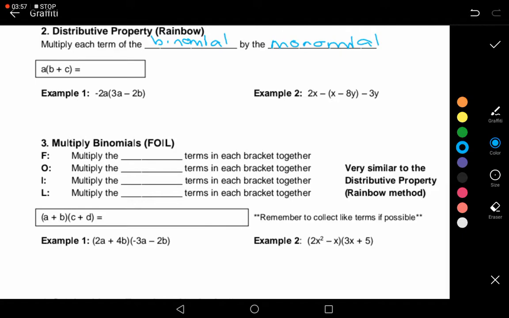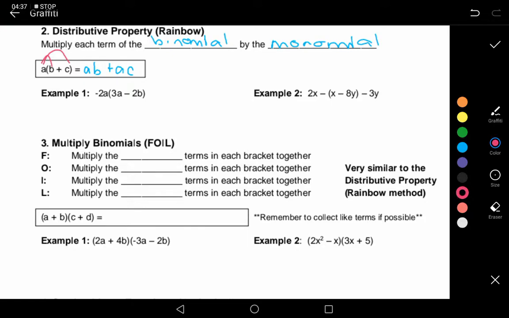So if we look at our boxed example here, we can see that our monomial is a and our binomial is b plus c. So this rainbow method means we're multiplying each term in the brackets by the term outside of the bracket. So you might remember your teacher using this little rainbow method, which basically just helps us remember what we're doing. Okay, and it just means a times b is going to be ab plus a times c, which is just ac. Okay, so let's look at some examples with actual numbers.